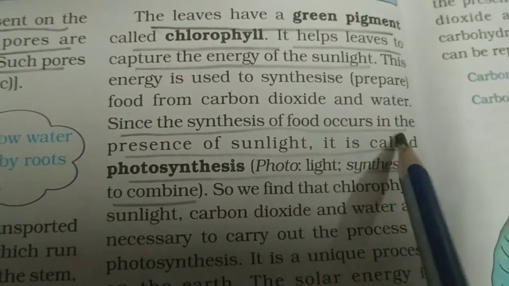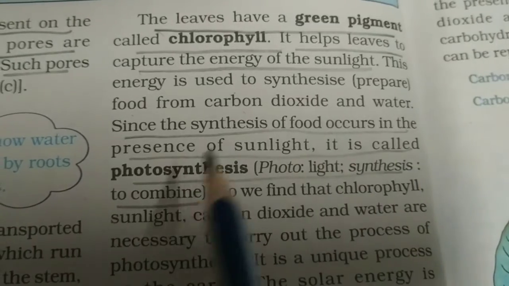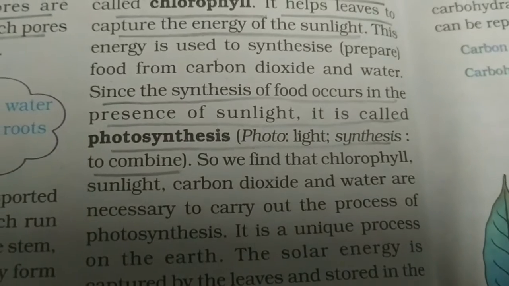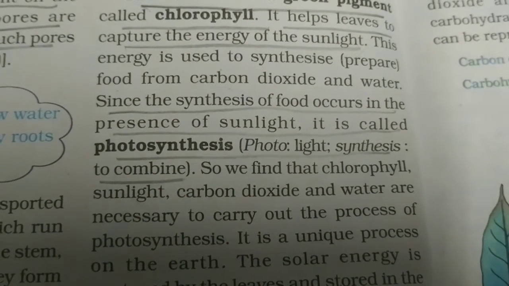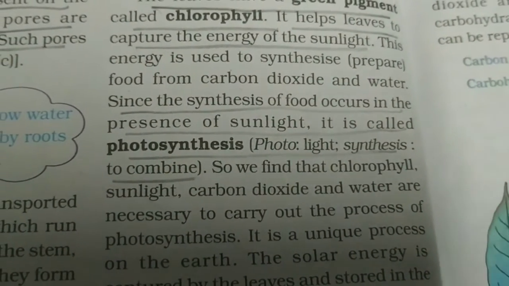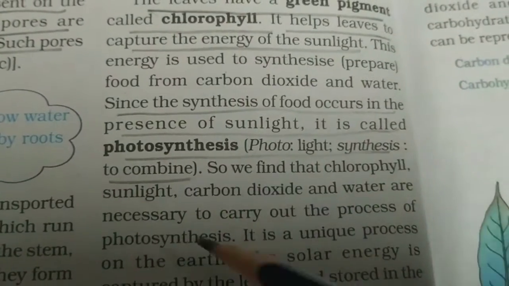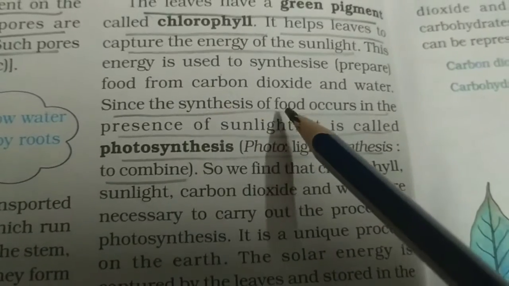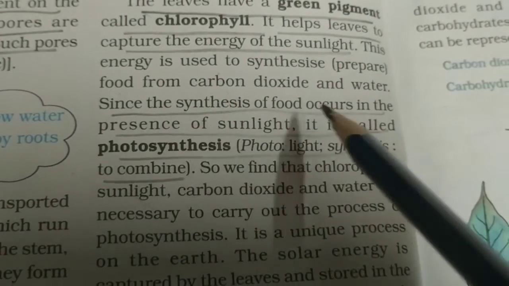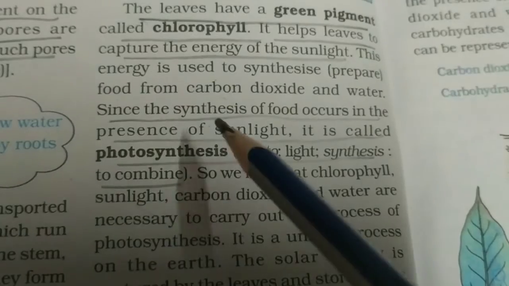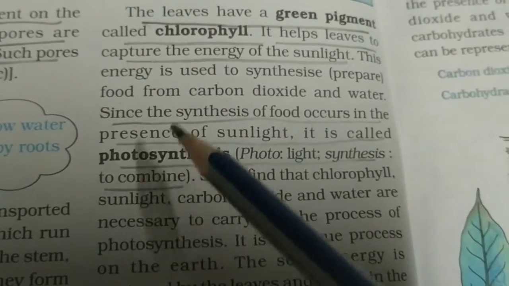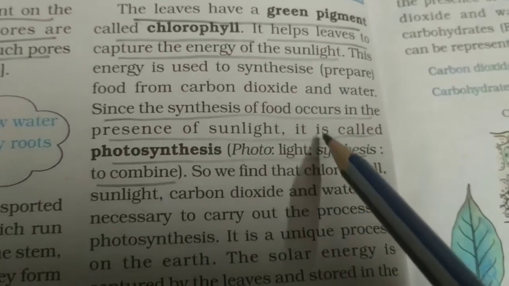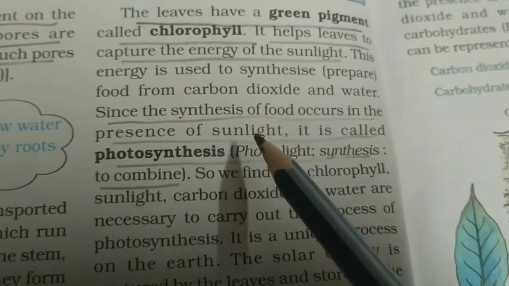Since the synthesis of food occurs in the presence of sunlight, it is called photosynthesis. Photo means light, synthesis means to combine. So photosynthesis means to combine carbon dioxide, water, and energy in the presence of light. The preparation of food occurs in the presence of light. That is why it is called photosynthesis.